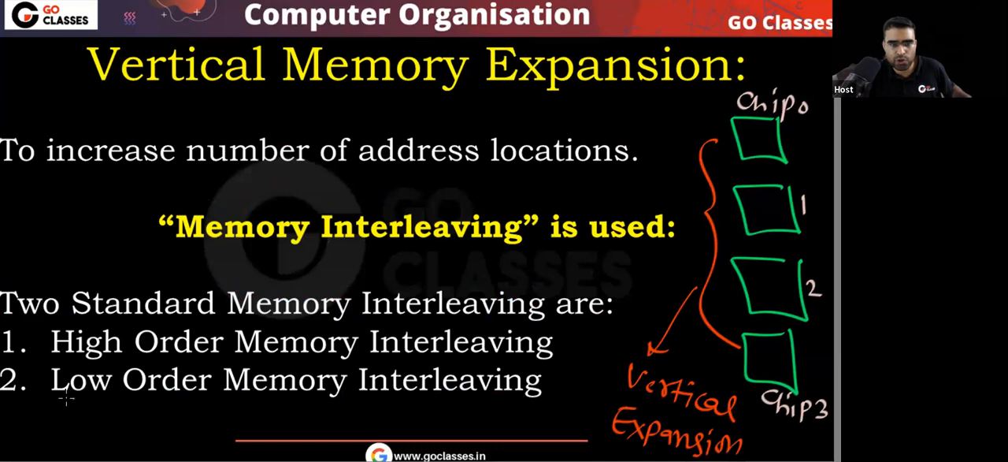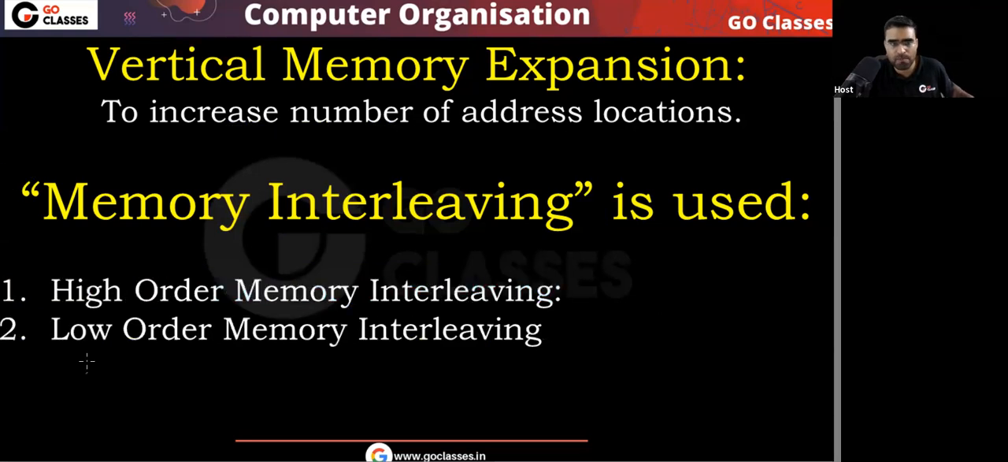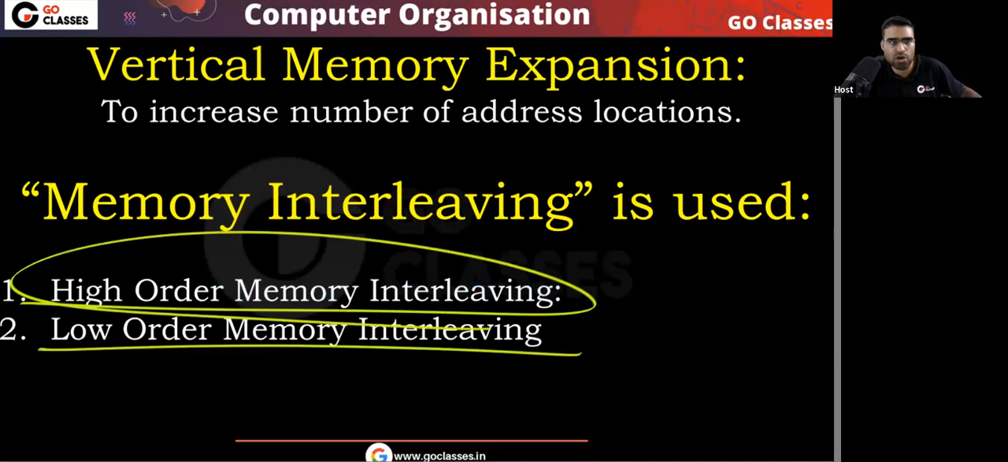Very simple. And what is low order memory interleaving? Low order memory interleaving means the low order bits of the address will be used to select a chip. It uses the low order, meaning least significant bits of the address, to determine which chip the word is stored in. So these are the two standard memory interleavings, high order and low order. Very simple.